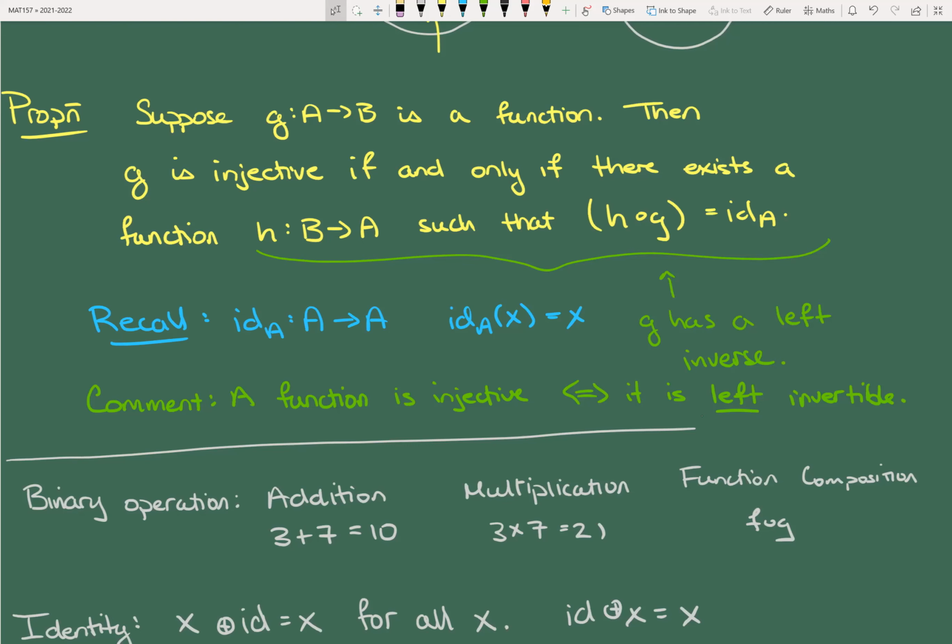Is H injective in this case? H is actually surjective in this case. Yeah, the left inverse of an injective function will be surjective.